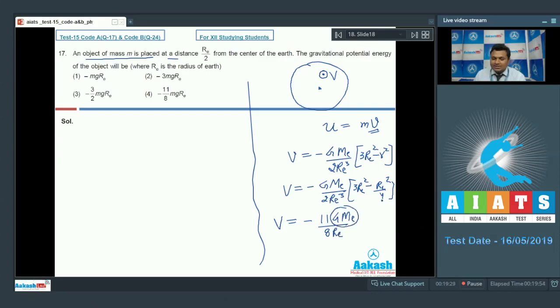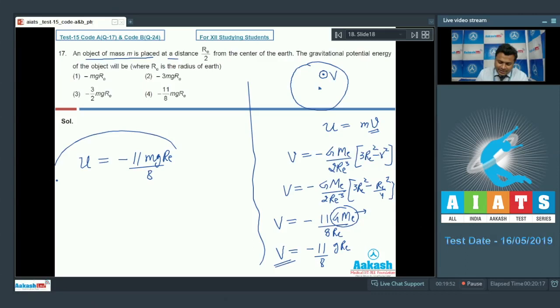We know GM equals gR². Putting the value of GMe as g Re², we will get V as minus 11/8 g Re. Now V we have calculated. The gravitational potential energy will be what? Minus 11 m g Re divided by 8. So this is the final expression we are having. Option number 4 is perfectly matching. We'll go with it. Move on to the next, that is 18 number.